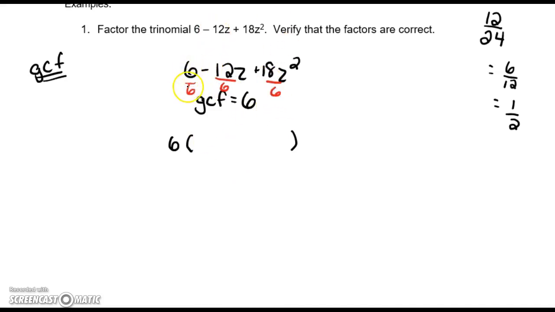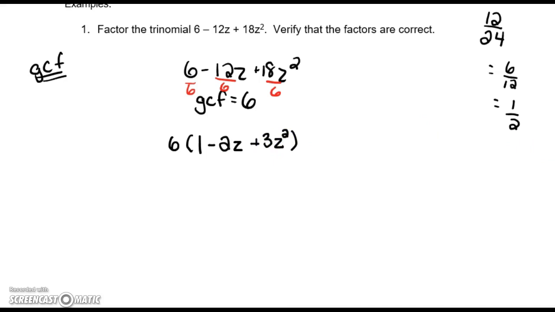So we go 6 divided by 6 is 1. We have negative 12z divided by 6 is negative 2z. We have 18z squared divided by 6 is 3z squared. So we'll separate that with a plus sign. So we get plus 3z squared.